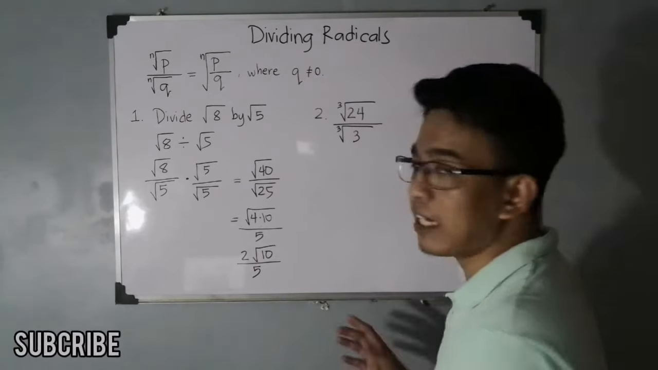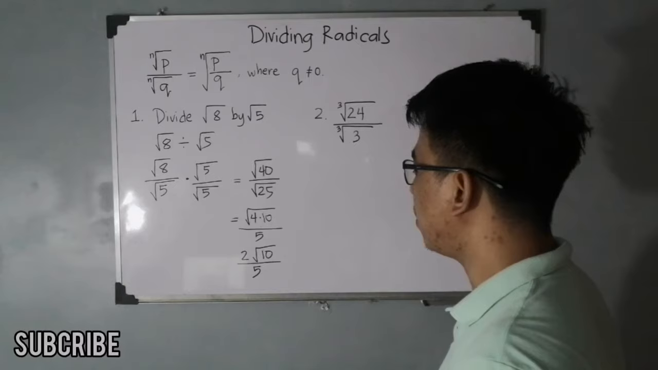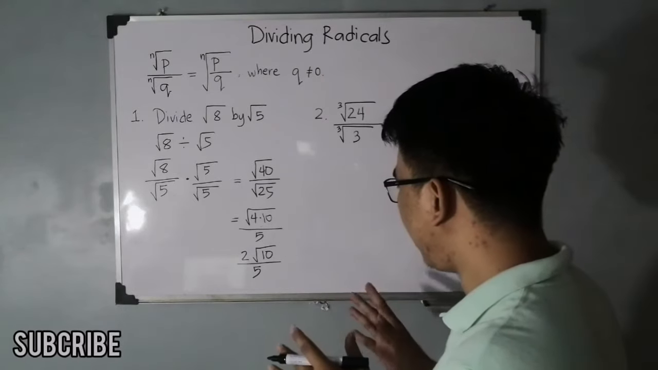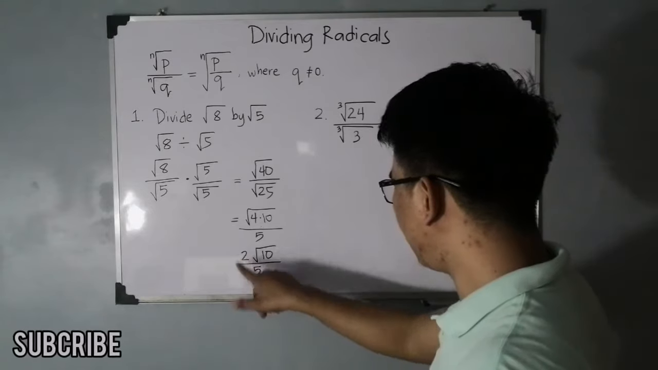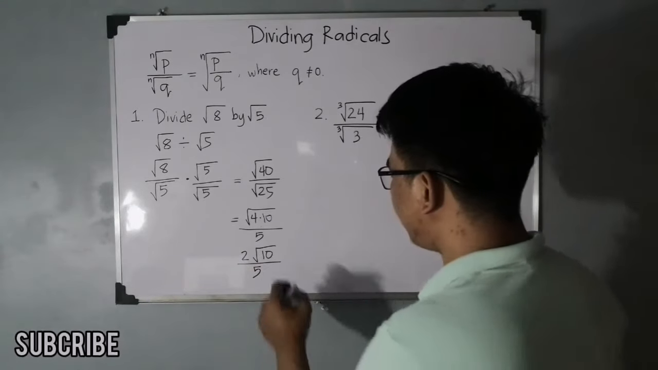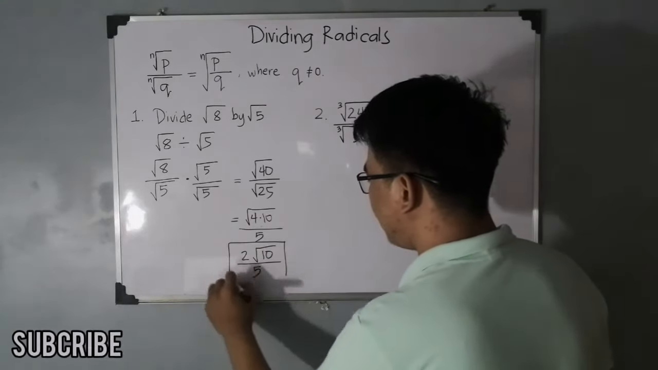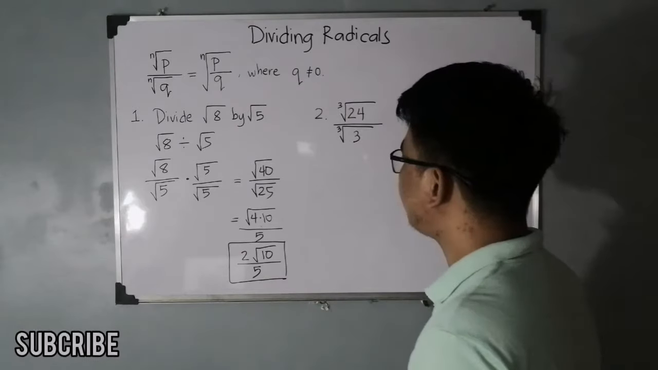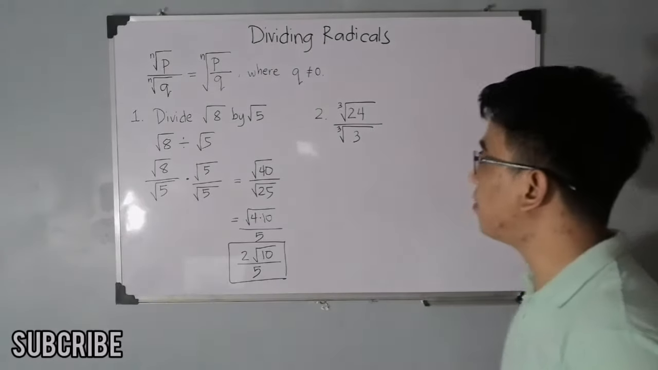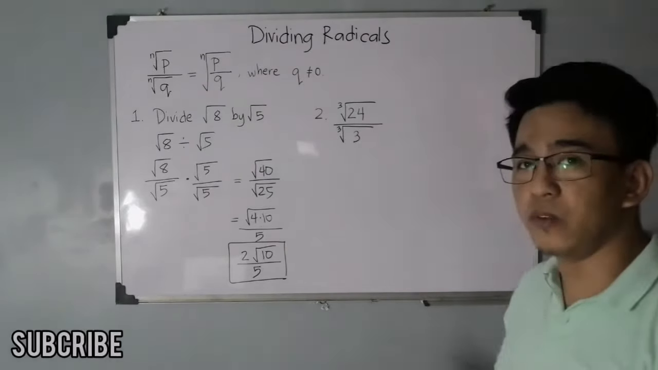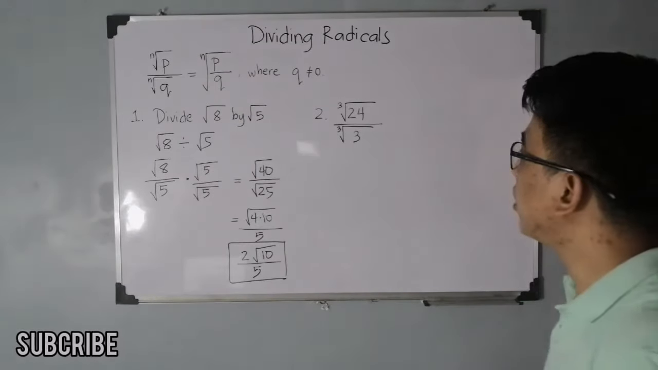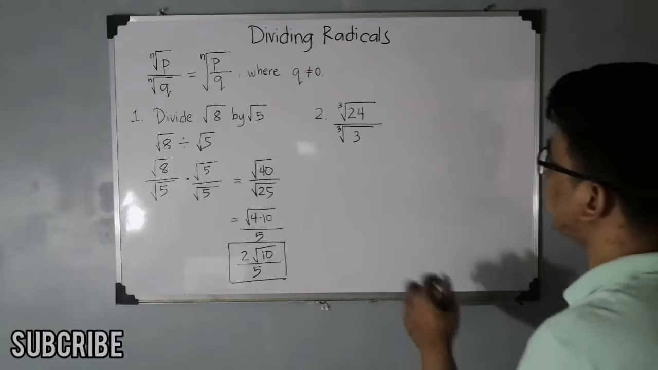So before declaring this one as your final answer, you need to verify whether it's already simplified. So you have 2 times the square root of 10 over 5. This is the final answer for item number 1. Now let's move on with item number 2. In this case, I will give you 2 different ways on how to do it. 2 different solutions.